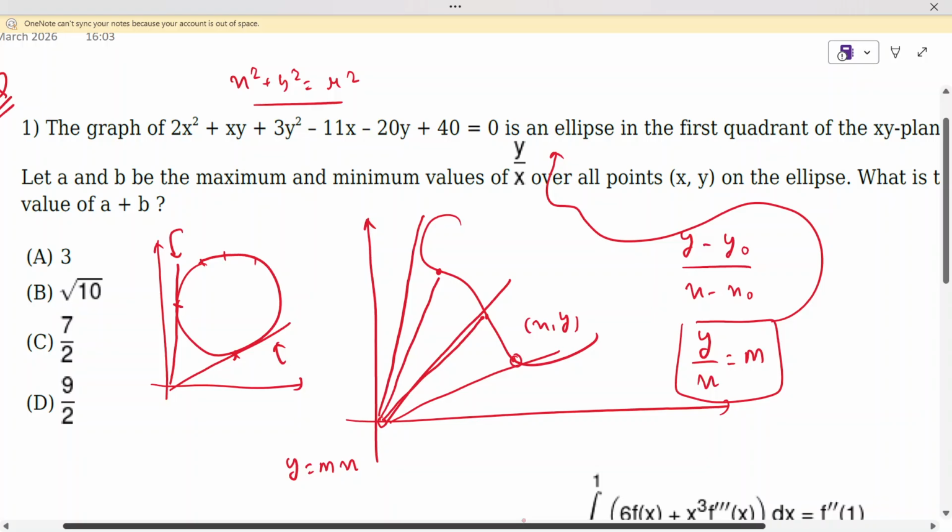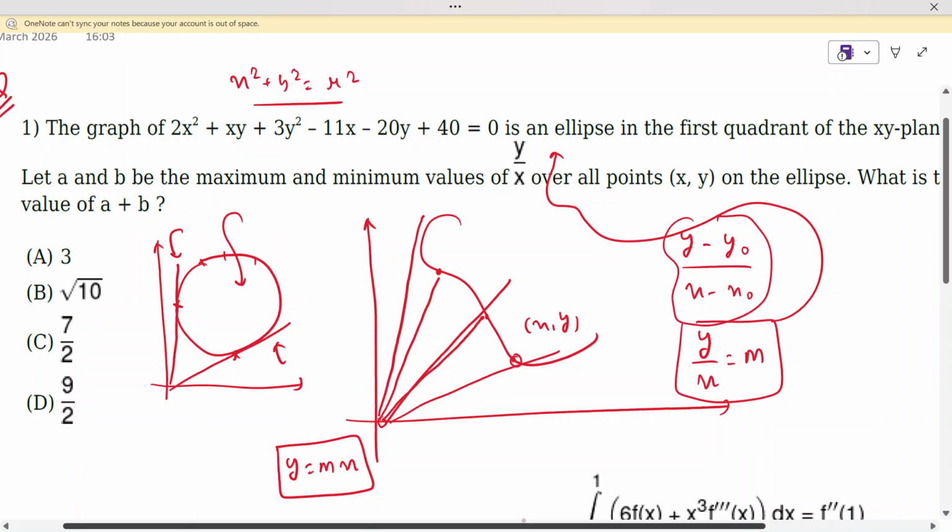Let's say in this question they ask us to calculate the maximum and minimum value of m, that is, y by x. So these boundary cases will be the extreme cases, and those are the maximum and minimum values. For a few values of m, the line will become tangent, and that will give the maximum and minimum value of the y over x expression. And this can be any particular format.